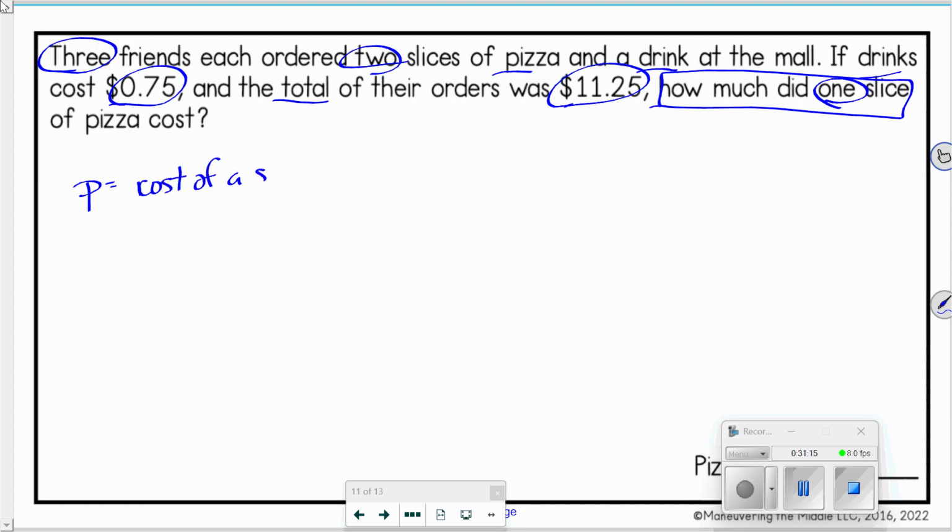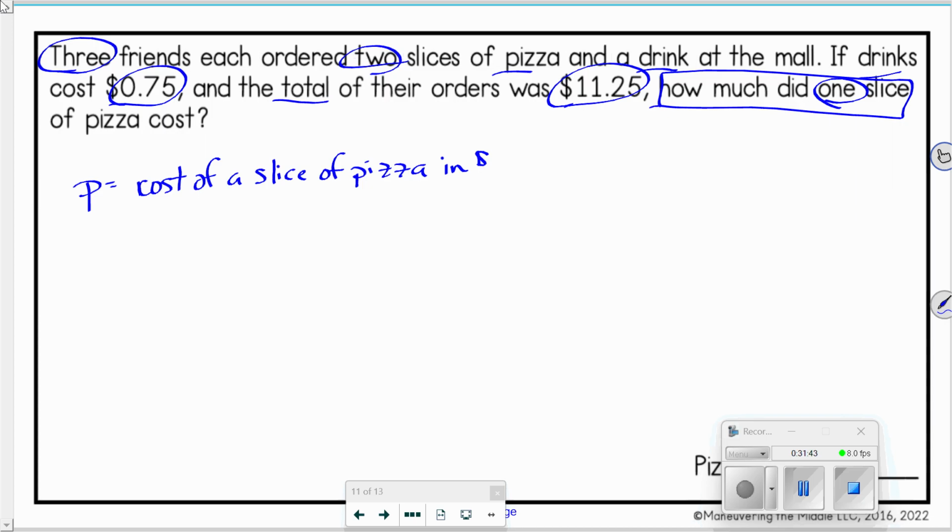All right. So P equals the cost of a slice of pizza. And actually, I would go one step further and say in dollars. It's always good to put units if at all possible. So once you fully understand what your variable stands for, it should make it much easier for you to now write your equation based on the problem. So what are we doing in this? How would I set this up?